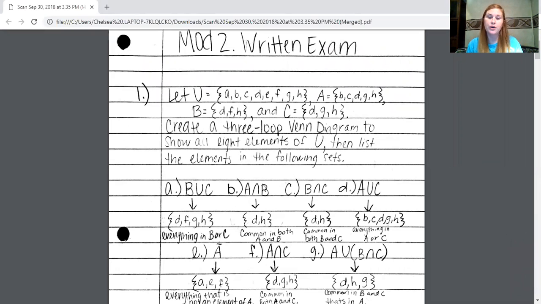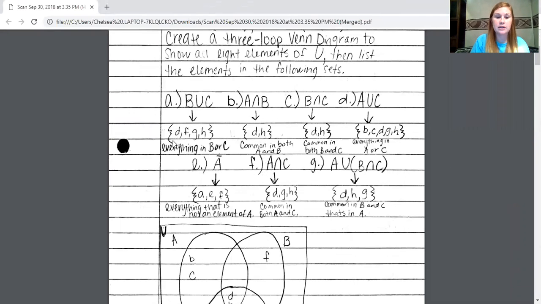It tells us here to create a 3-loop Venn diagram to show all 8 elements of U. Then list the elements in the following sets. So what I did here is I just went ahead and listed everything that is included in that set. This upward U symbol stands for OR. So anytime we see an upwards U, it's going to mean anything that's in B or C. And then the downward symbol is AND. So anything that is in A and B, and so on.